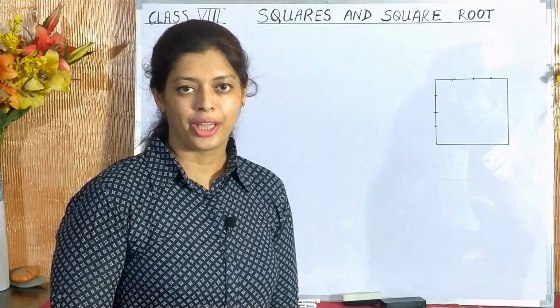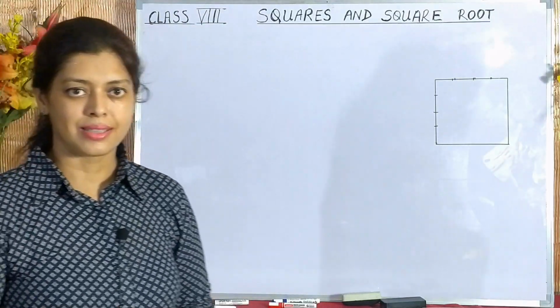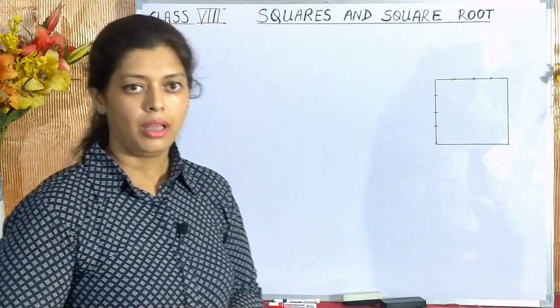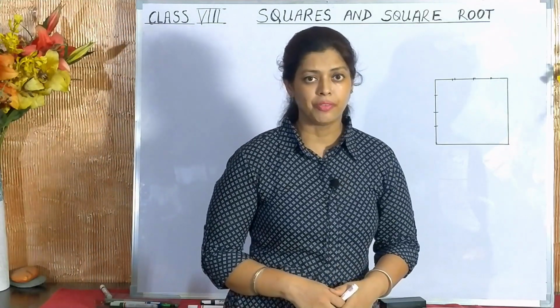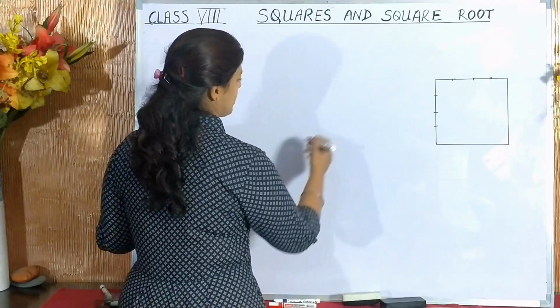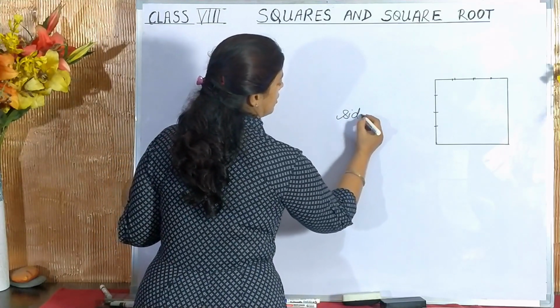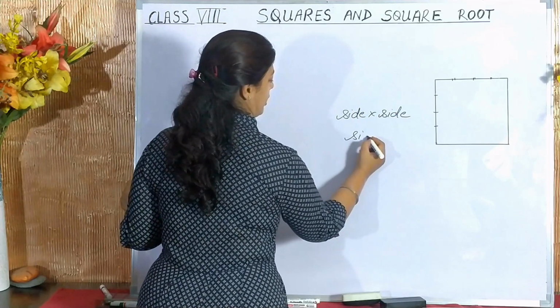Welcome to my lesson today on squares and square root. Now what do you mean by squares or squaring a number? The word square reminds us of the square figure which we have studied in the previous classes. Also we know that the area of the square is represented by the formula side multiplied by side, or side squared.